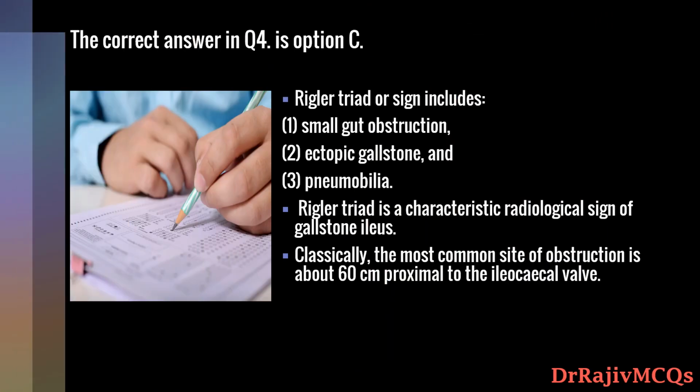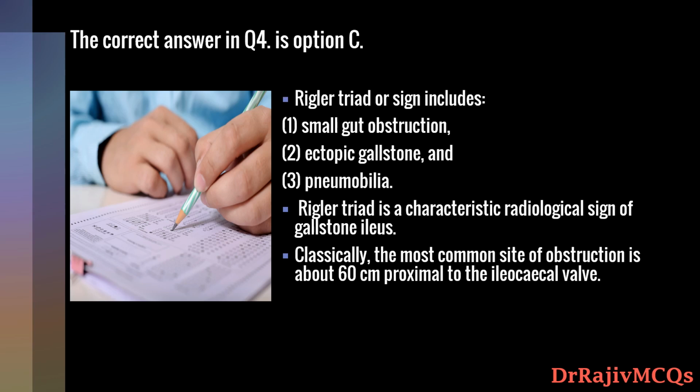The correct answer in question number 4 is option C. The Rigler triad or sign includes a small gut obstruction, a gallstone outside the gallbladder or ectopic gallstone, and a pneumobilia or gas in the bile ducts. It is a characteristic radiological sign of gallstone ileus. The presence of two of these radiological signs is considered a pathognomonic feature of gallstone ileus.